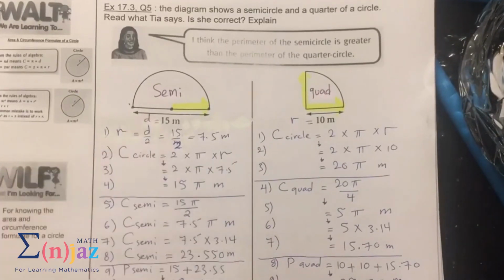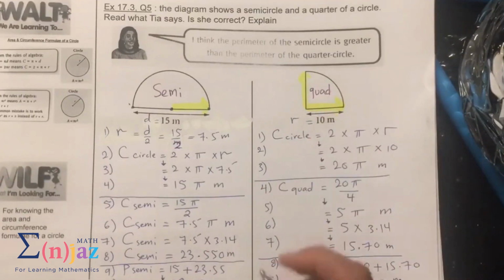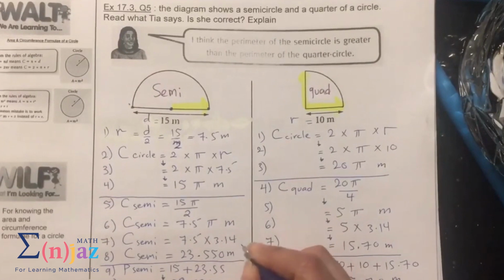So if we compare 38.55, which is the perimeter of the semicircle, and the perimeter of a quadrant, this is greater than this, and we are going to represent this using the greater than sign symbol.